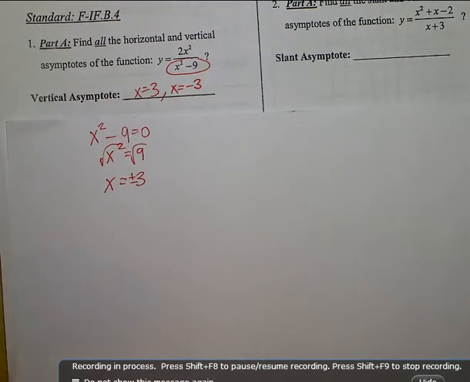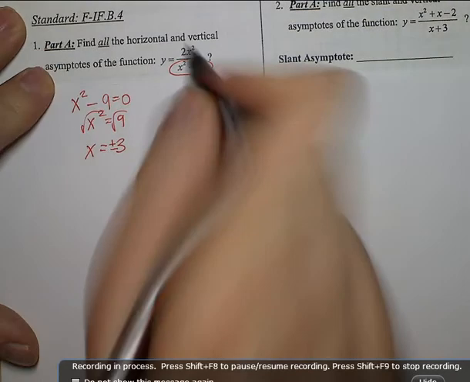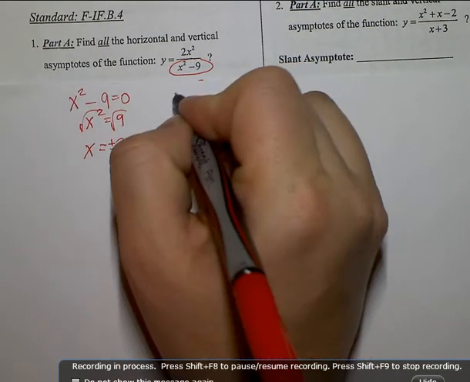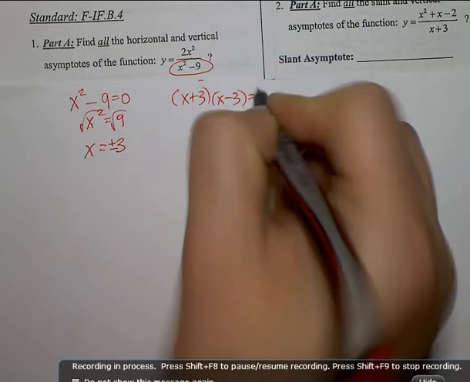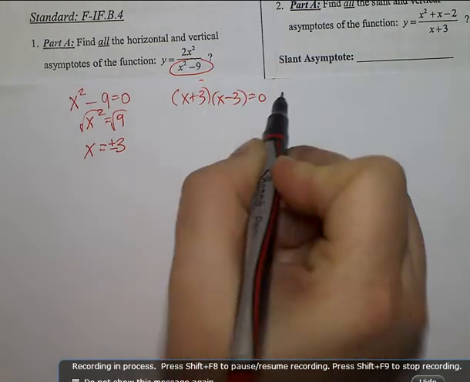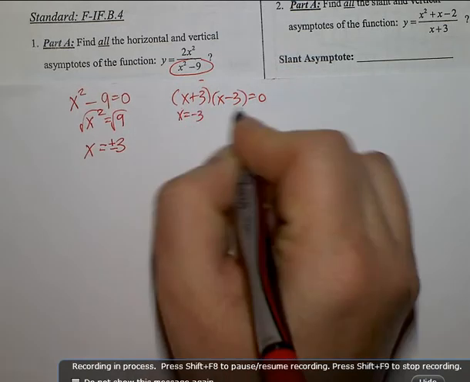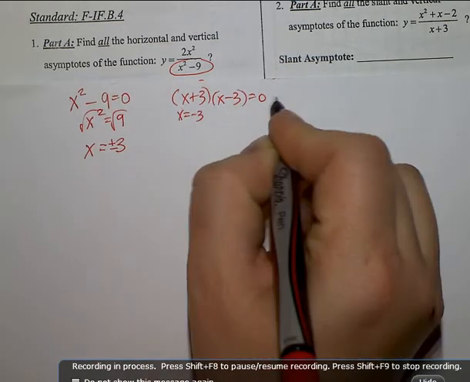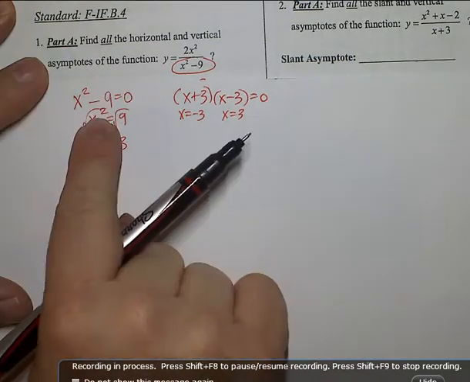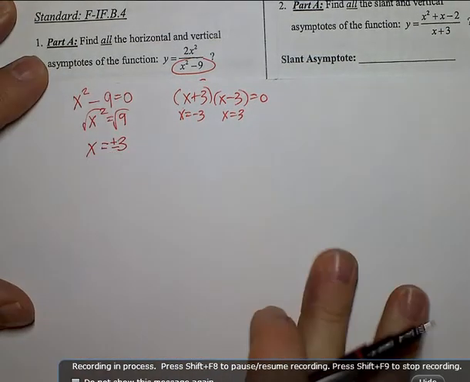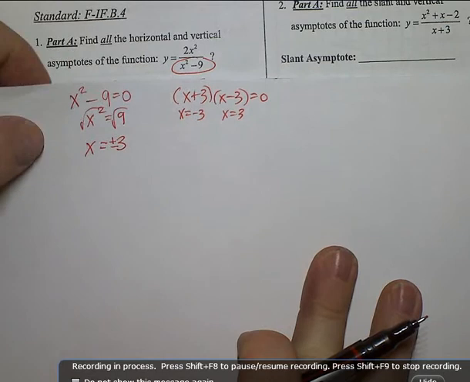The alternative method to doing this is to factor. x squared minus 9 breaks into x plus 3 and x minus 3. What makes this factor equal to 0? x equals negative 3. What makes this factor equal to 0? x equals positive 3. Either method would work as long as you remember the square represents positive and negative 3. Okay, so we've done the vertical asymptotes.